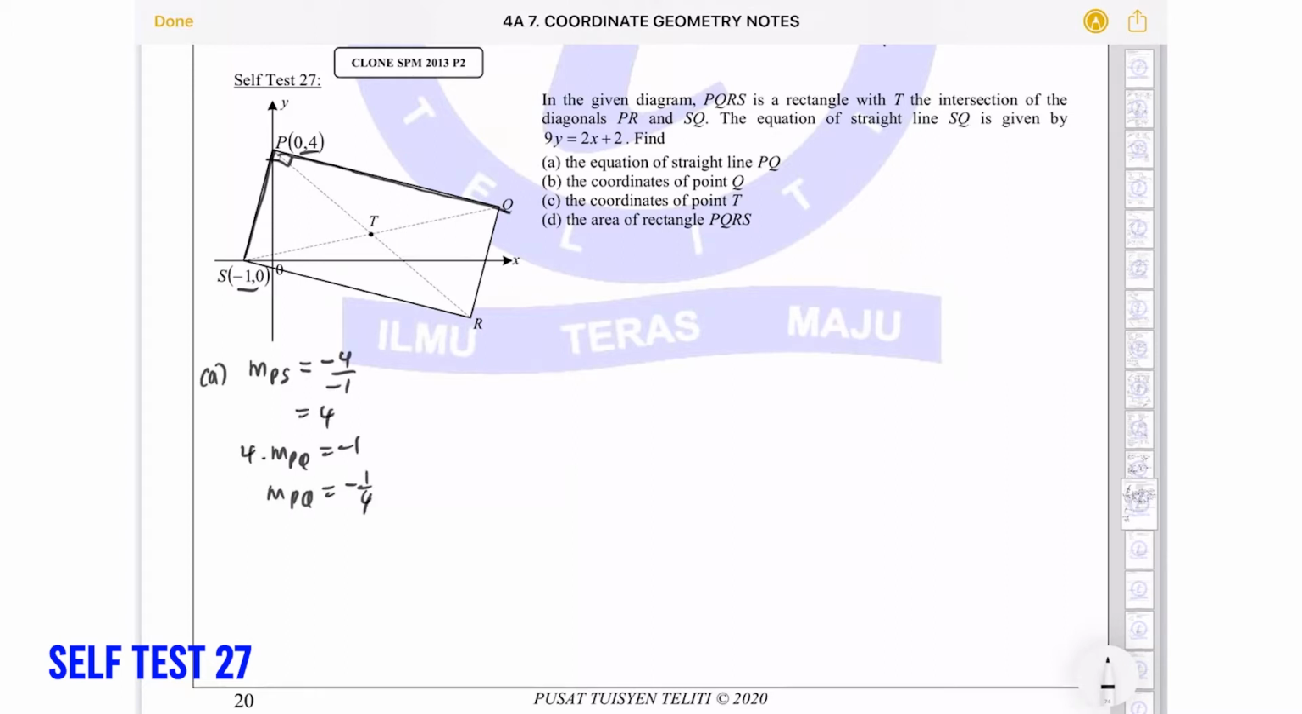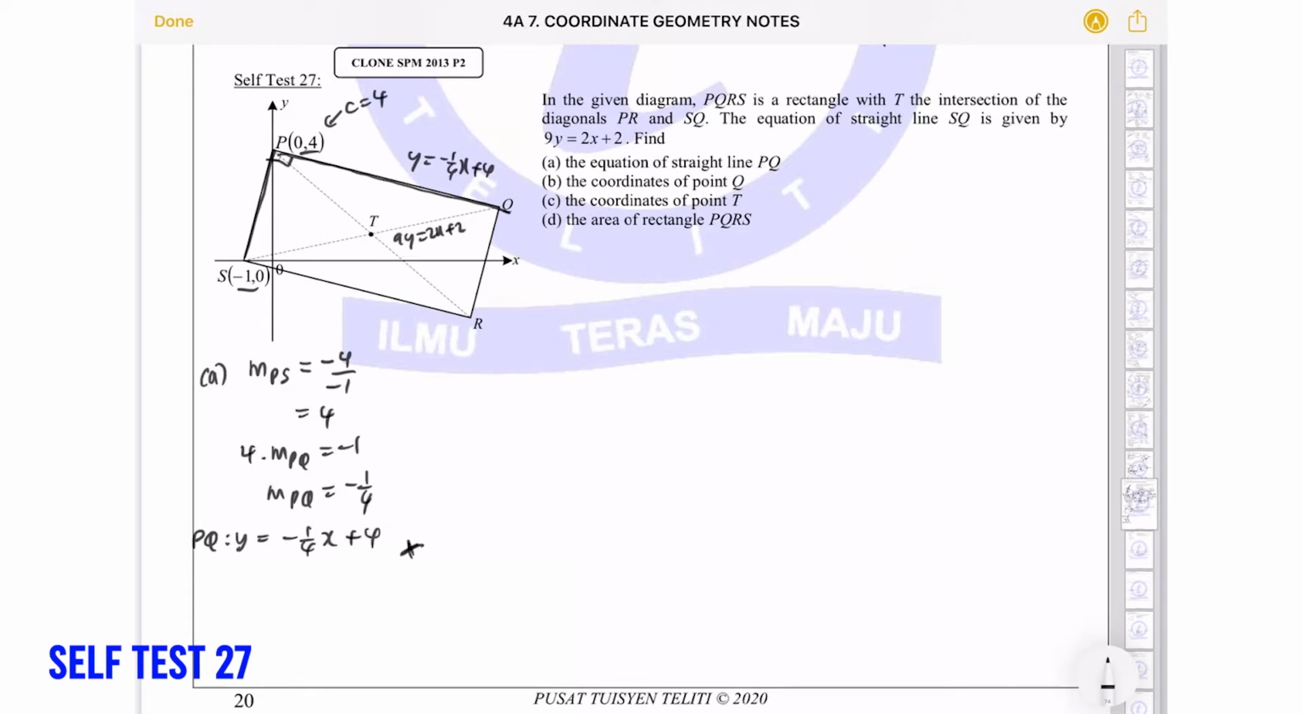And in this case, I wouldn't use y minus y1 equals m(x minus x1), because I know my y-intercept. My y-intercept is 4 at P here. So I'm going to use y equals mx plus c. This is the equation of PQ. Yeah, it's easier that way. Now, how do you find the coordinates of point Q? Well, I know the equation of straight line SQ. SQ is this, 9y equals 2x plus 2. Okay, and this equation is y equals -1/4x plus 4, right?